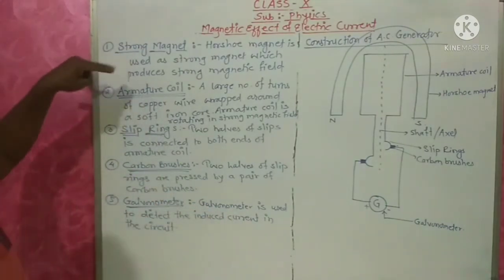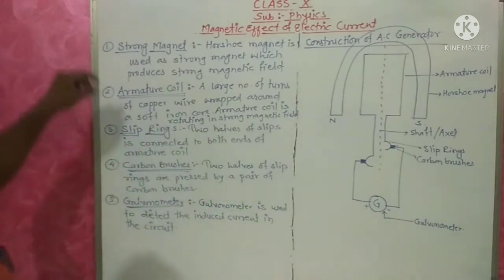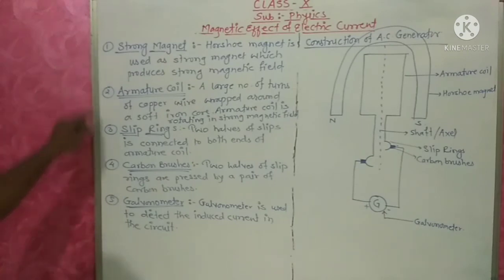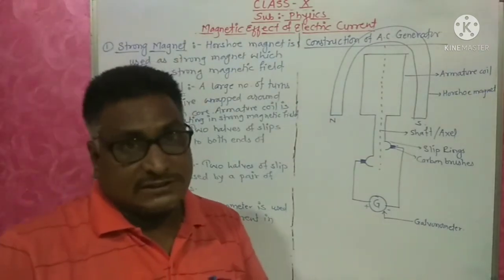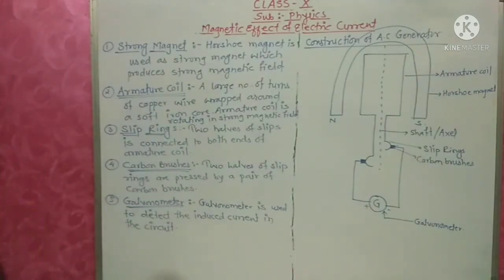So this is the construction of the AC generator. In this way, these 5 main parts are there. Their explanation we have to write in 2-3 lines. Then your construction will be completed. Now next will come the working.